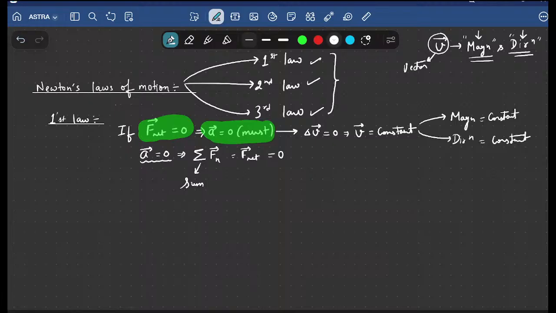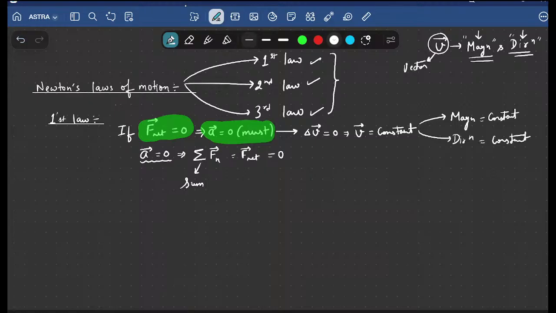Am I clear to everyone till here? Is there any problem? Till here, is everything clear or not? Please reply.